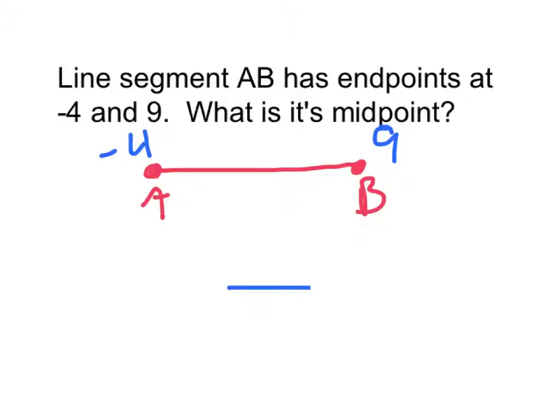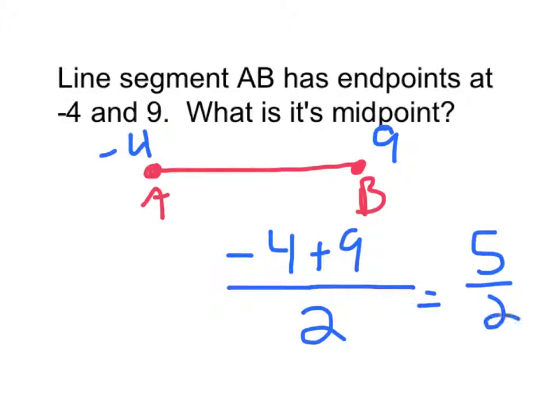So basically what we're doing is just saying -4 plus 9 divided by 2. -4 plus 9 is the same as 9 minus 4, which is 5 over 2. That right there is the midpoint. Half of 5 is also 2.5. So our midpoint could be either 5 halves or 2.5, same number.